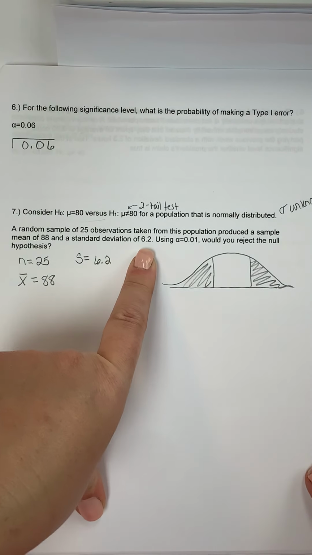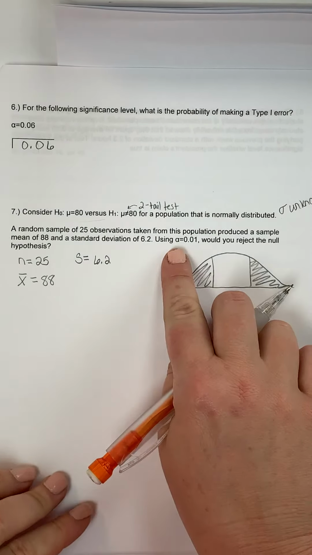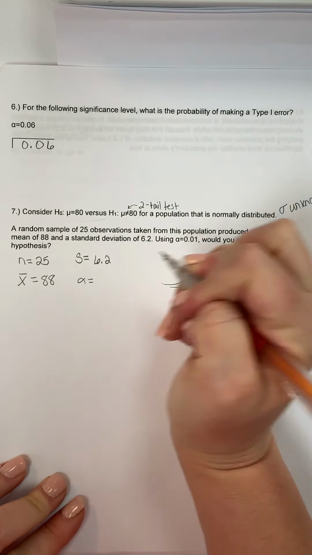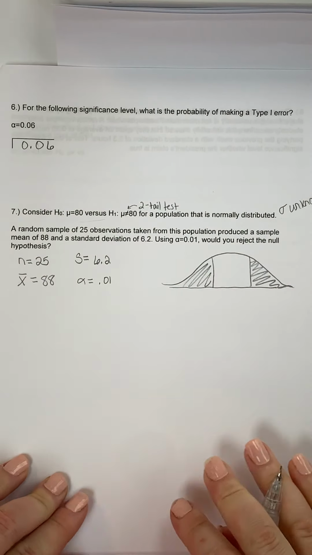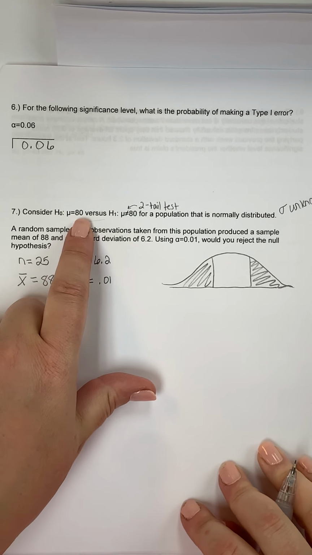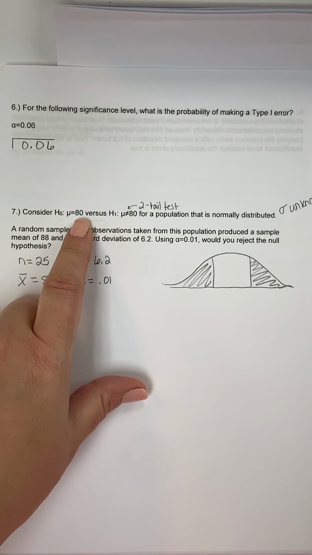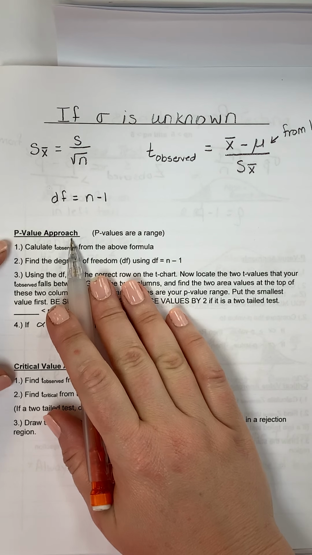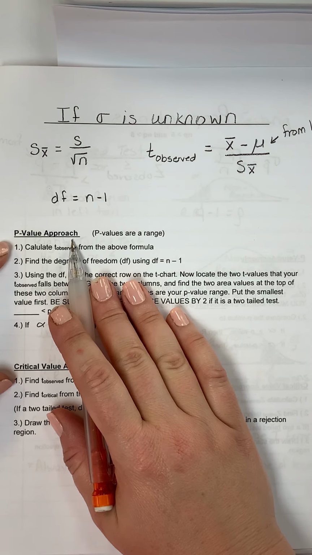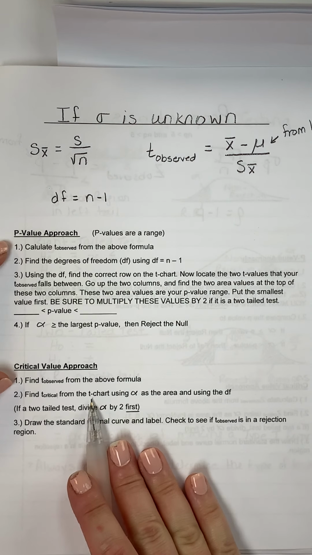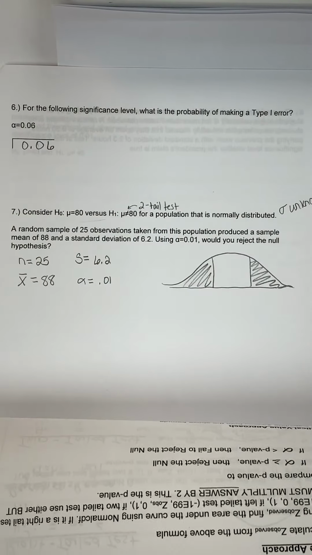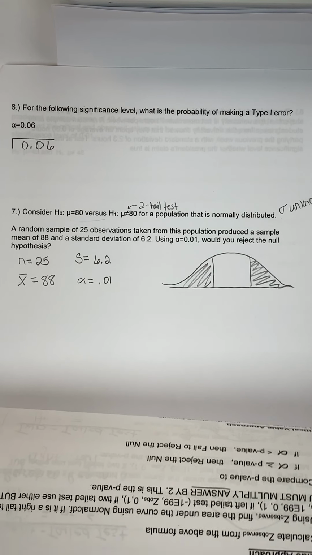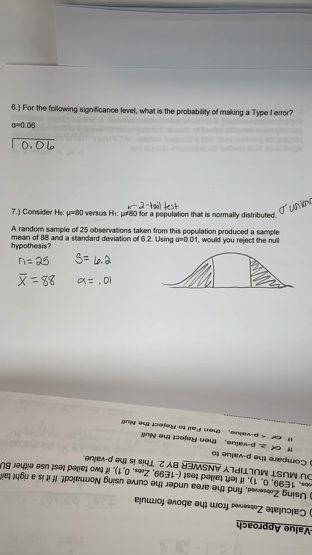I'll be more careful. Okay, then it gives us alpha. And then it says, would you reject the null? That's all it says. Okay, well, if I take my handy reference sheet over to sigma is unknown, remember I have two approaches. I have the p-value approach, this is your probability value approach, or the critical value approach. Well, I don't know which one to use because it didn't tell me. This is an instance where you get to choose.